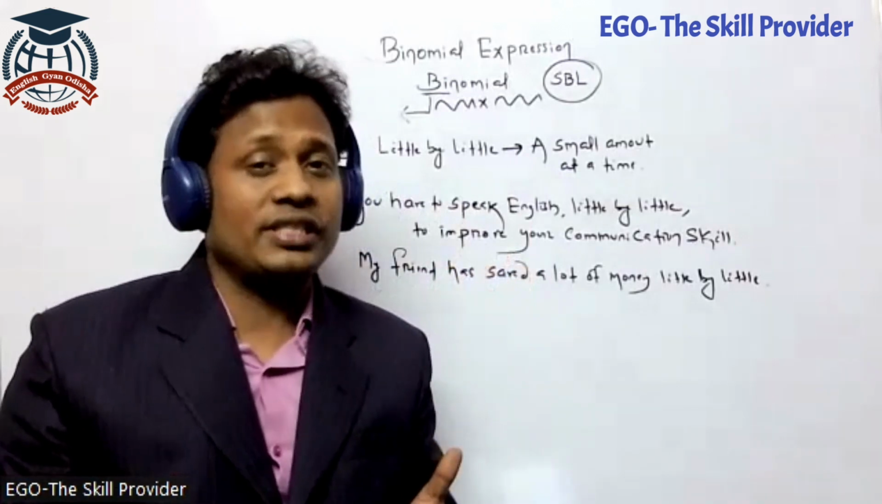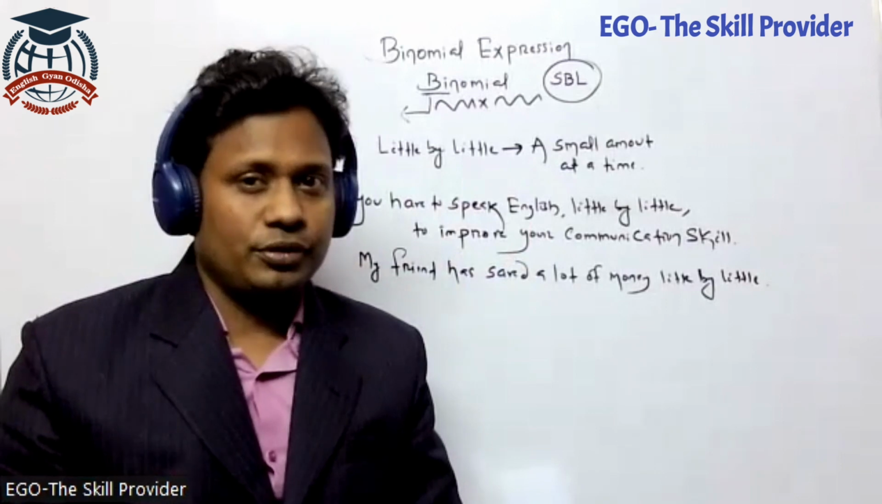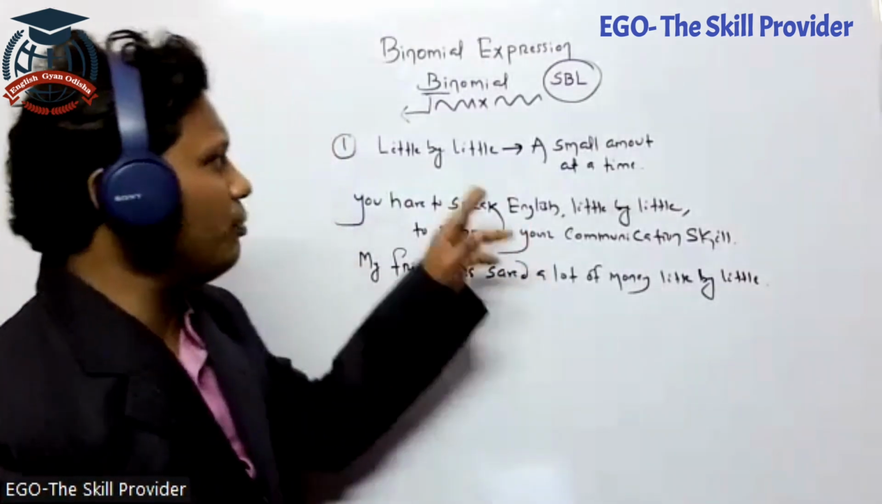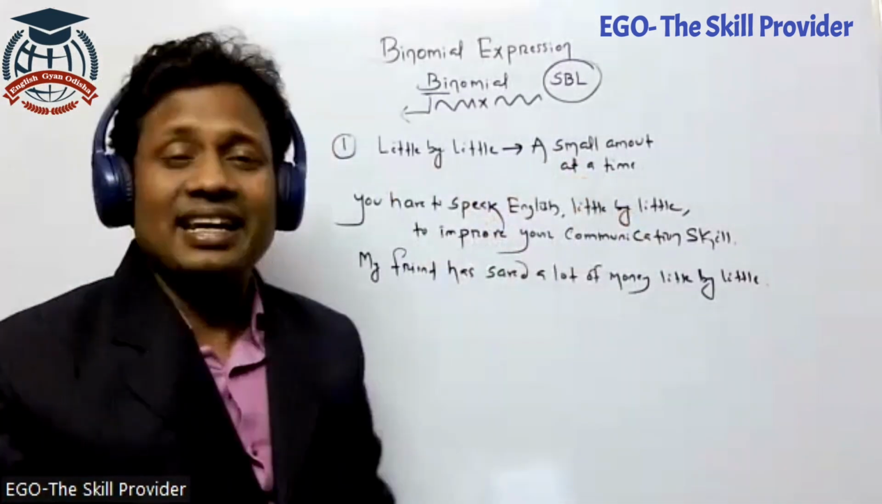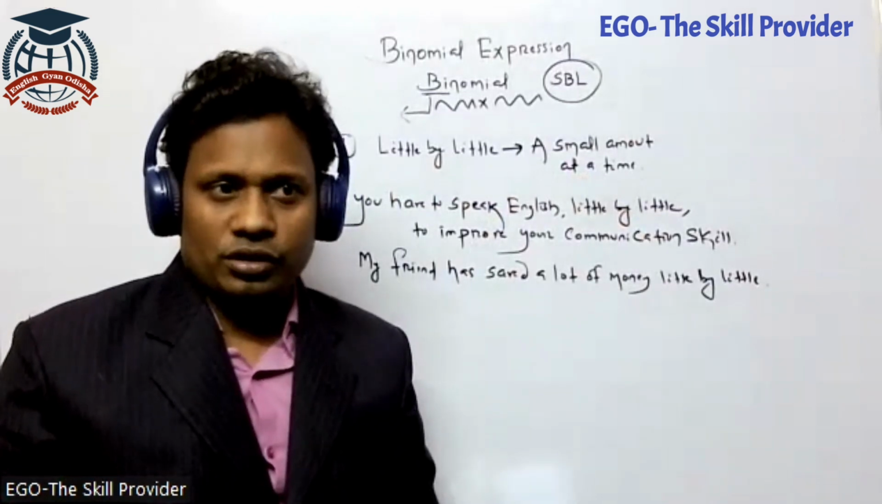Basically, in some places you say do a little at a time, there is no need to study too much, study little by little, right? So that is something called little by little, a small amount at a time. And basically, little by little is used for uncountable nouns. It is not for countable nouns.